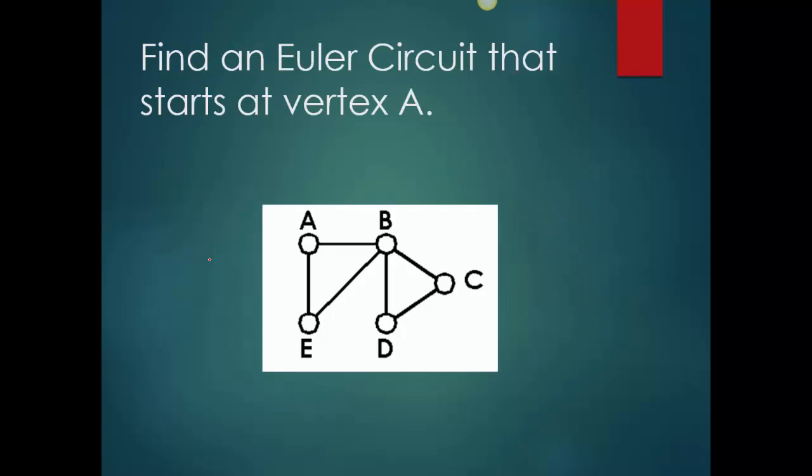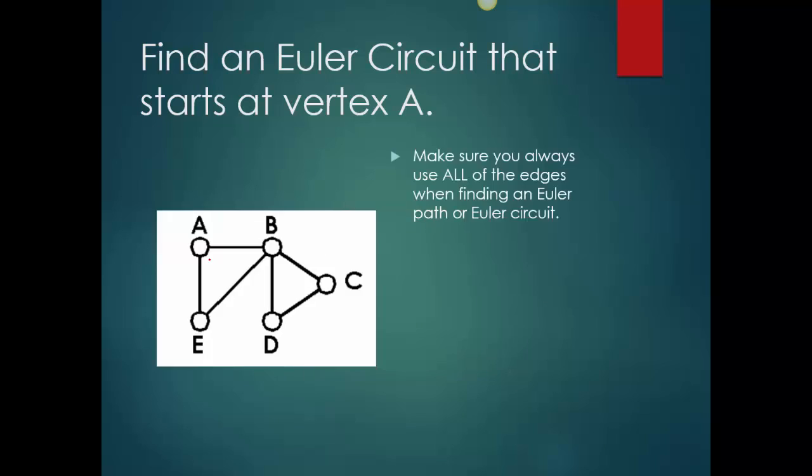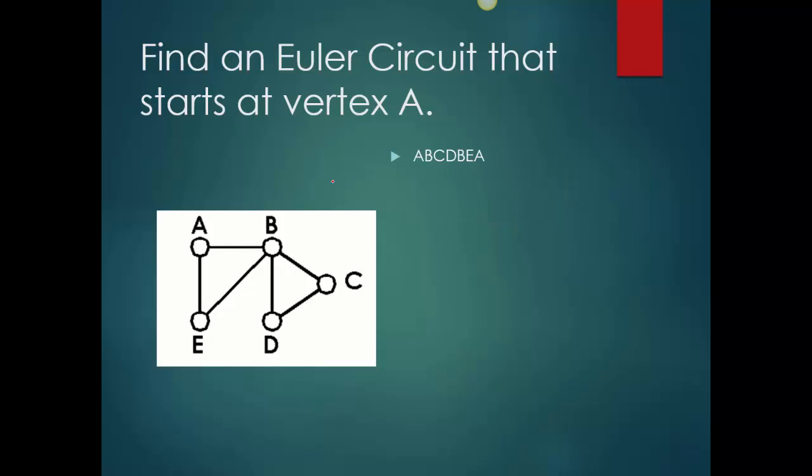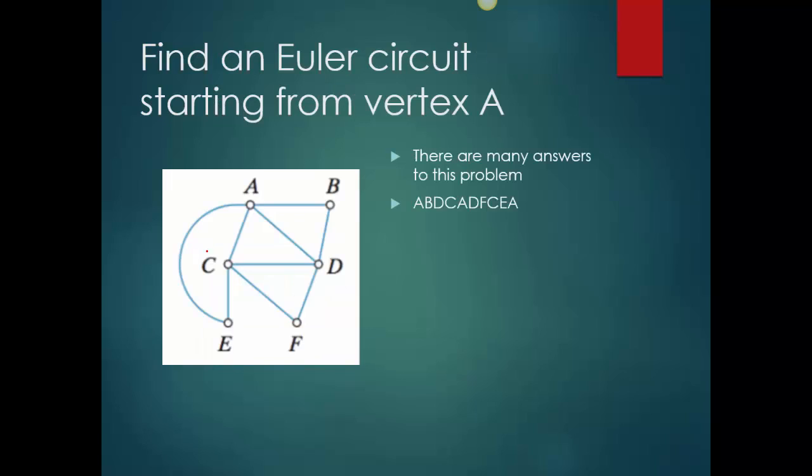All right, so let's start small. Here's my little graph, and I want to find an Euler circuit, and for clarity, I'm just going to say let's make it begin and end at A. As you're doing this, make sure you use all of the edges, because Euler always means edges. Use all of them. Here's one I see: A, B, C, D, B, E, A. So I just kind of went along the outside.